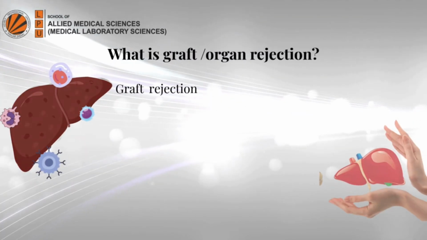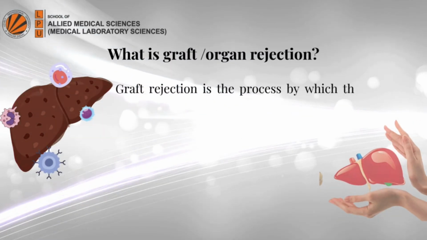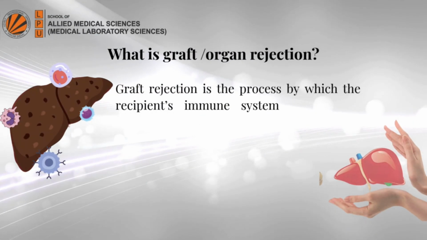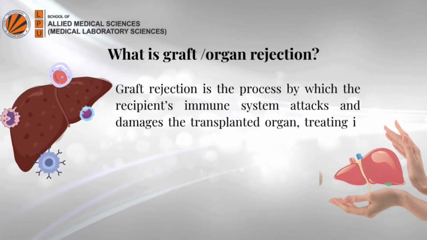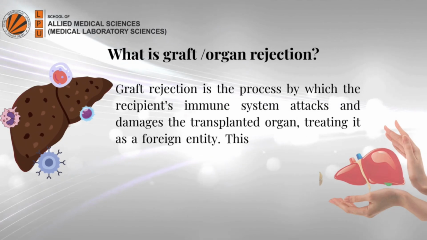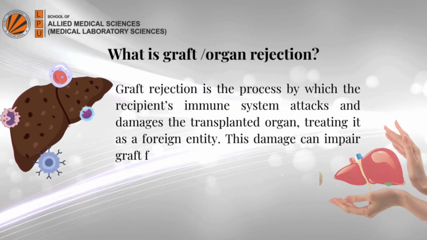Next, let's understand graft rejection. So what is graft organ rejection? Graft rejection is the process by which the recipient's immune system attacks and damages the transplanted organ, treating it as a foreign entity. This damage can impair graft function or lead to graft failure.